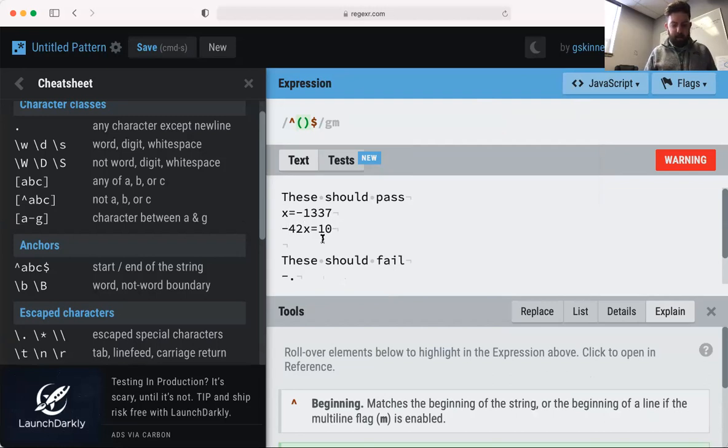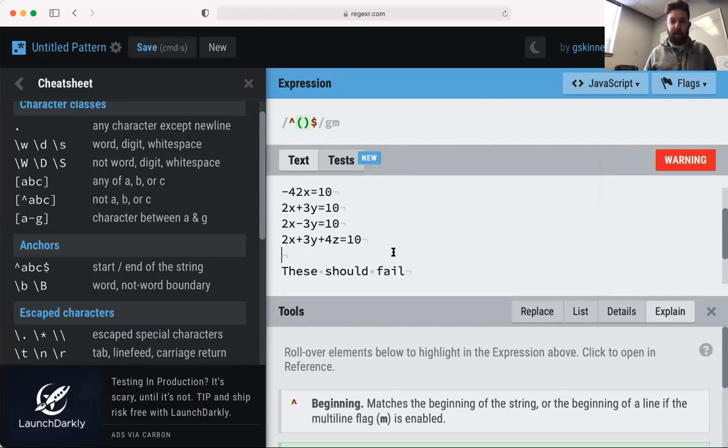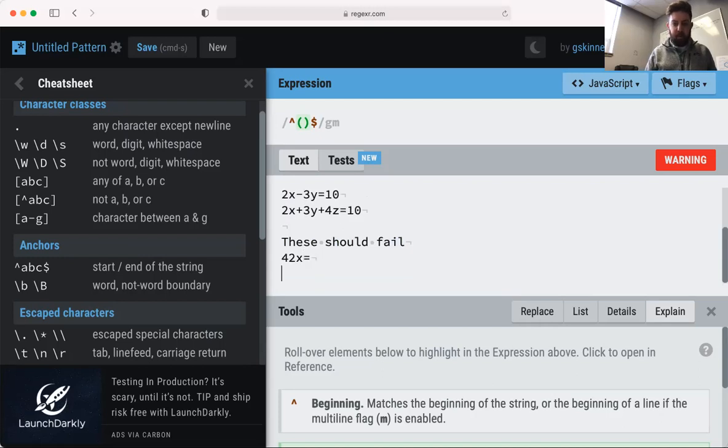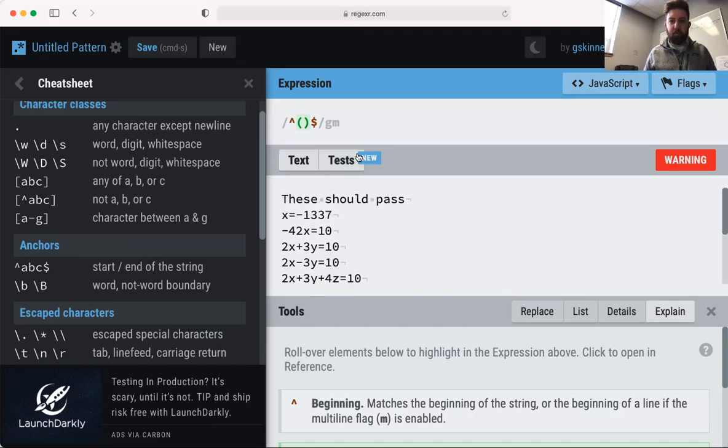We should have things like 2x plus 3y equals 10. We have 2x minus 3y equals 10. We probably should have 2x plus 3y plus 4z equals 10, things like that. Things that would then fail would obviously be like 42x equals, I guess we could also have just like equals negative 9, where I don't have a left-hand side. If I'm completely just missing anything, if I just have an equal sign, that's obviously garbage, and then just numbers like 42 would fail as well. So it's pretty easy to build the failed collection, so we'll go from there.